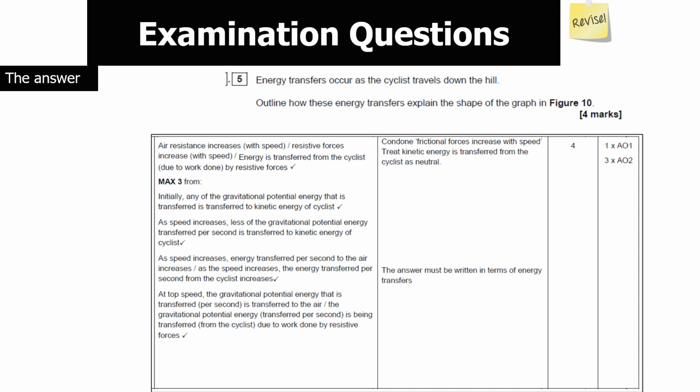Now you would say that initially you've got gravitational potential energy stored for your cyclist because it's high up, okay, but then that's going to transfer to the kinetic energy because it's then increased in speed as it moves down the hill. Now as the speed increases, less of the gravitational potential energy will be transferred to kinetic energy as there's more resistive forces. So we can say that more will transfer to the internal energy of the air, and then at top speed the gravitational potential energy is transferred to the air, or it's work done due to resistive forces, because we're not going to be increasing in speed anymore, so no further energy is going to our kinetic energy store.